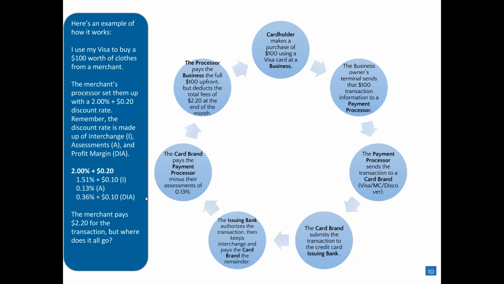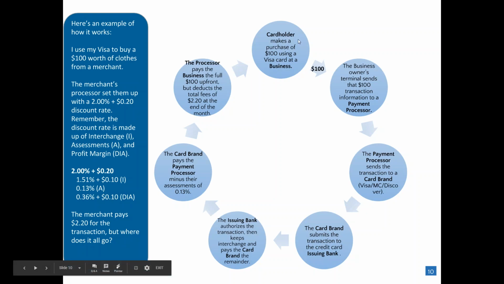So if we break down that rate, the 2% and 20 cents, 1.51% and 10 cents of it is going to be just interchange costs. 13 basis points, or 0.13%, are the assessments. That's the Visa assessment. And that difference is 0.36% and 10 cents. Now this is that processor's profit margin. So I mentioned this was a $100 transaction. A $100 transaction would cost the merchant $2.20. You get that by multiplying 2% times $100. That's $2 plus 20 cents for that transaction. So the merchant's going to pay $2.20 for this transaction, but where does all that money go?